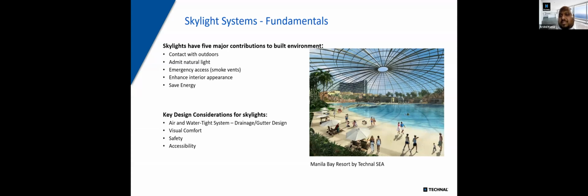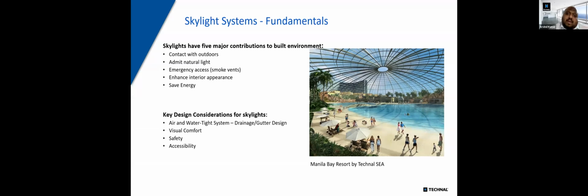This is the Manila Bay Resort, and I've been told this is one of the world's largest skylight systems, and they have made a man-made beach inside a building. And you might wonder why, because it rains so much in the Philippines that people don't enjoy the beach so much. So they developed an indoor beach, and they needed natural light to gush in, hence they used a Technal skylight. So what are the considerations we need to pay attention to?